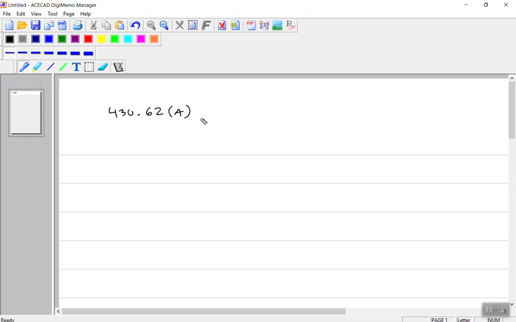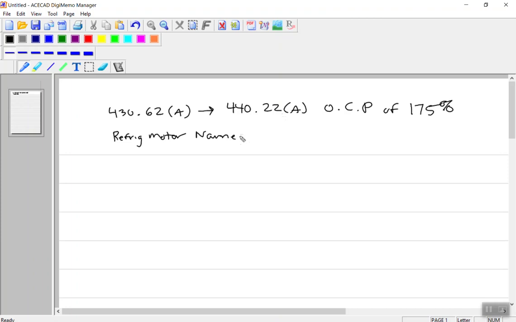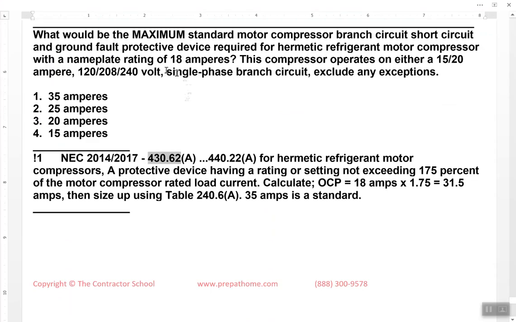430.62A, right? That's the one that led us on over. So we'll draw a little arrow there to 440.22A, all right? And that's the one that gave us the multiplier for, in this case, the overcurrent protected device, OCP, of 175%, right? So if the refrigerant motor's nameplate is 18 amperes, that's what it said, right? Let's go back and look at that and make sure we got that right. Yeah, nameplate rating of 18 amps.